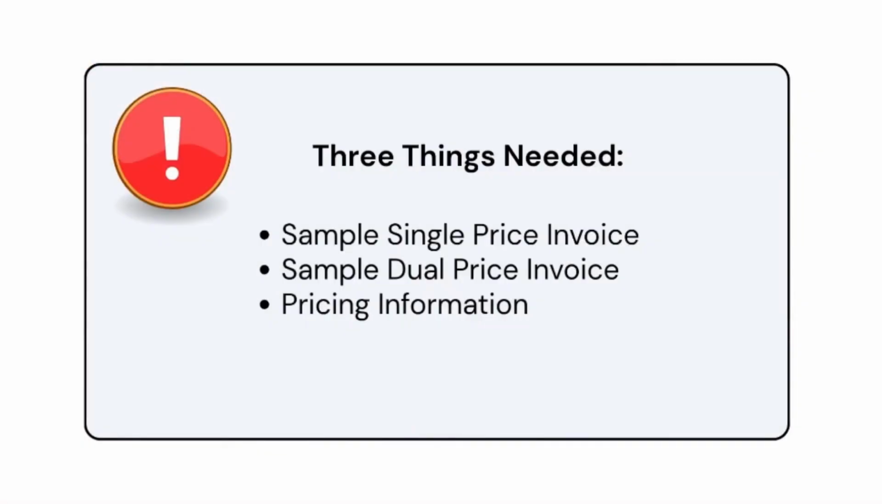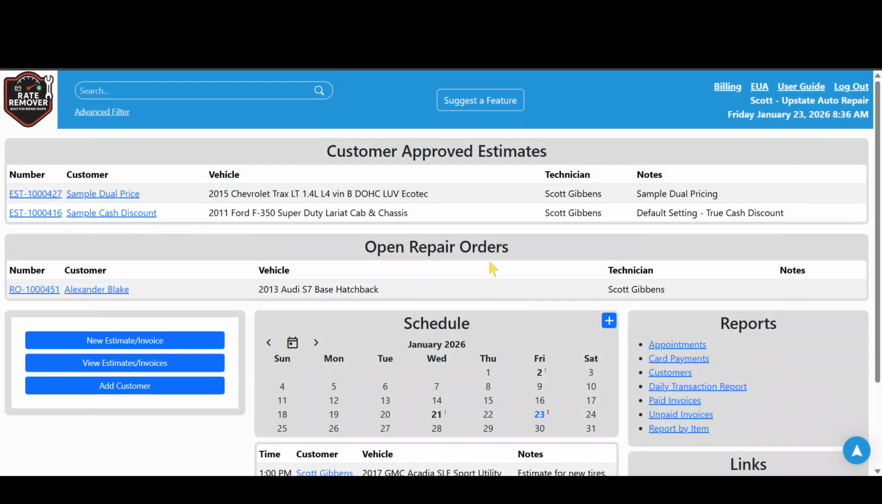Things you're going to want to have when you go to do a merchant demo: sample single price invoice, sample dual price, and our pricing information. Now, in this scenario, I'm going to describe what I do when I'm with a shop in person. Online might be a little different, but here's what I like to do.